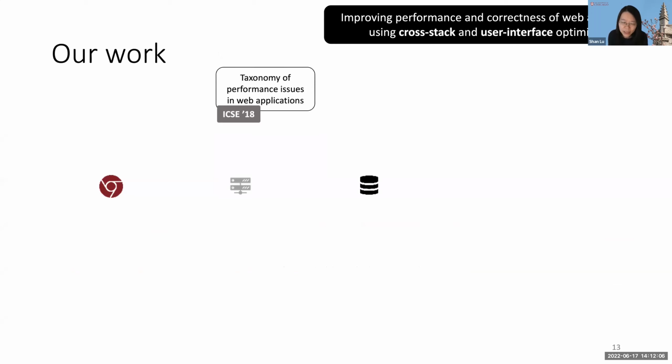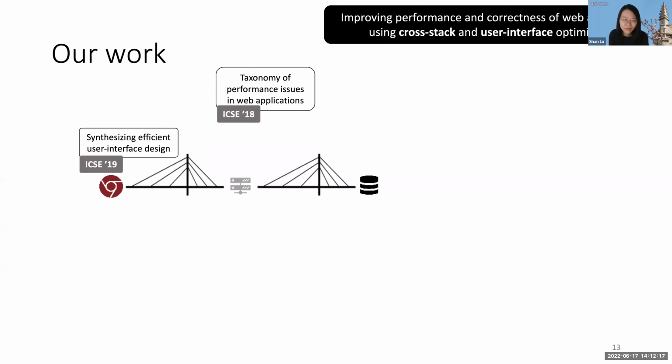Okay, so that's kind of the overview, and that is exactly what we have been looking at. So back in 2018, we did a study about the performance problem for modern web applications and created some kind of taxonomy about performance problems. And then we tackled these problems one by one. I will spend the majority of my talk today just talking about this user interface. How can we do database-aware interface design?